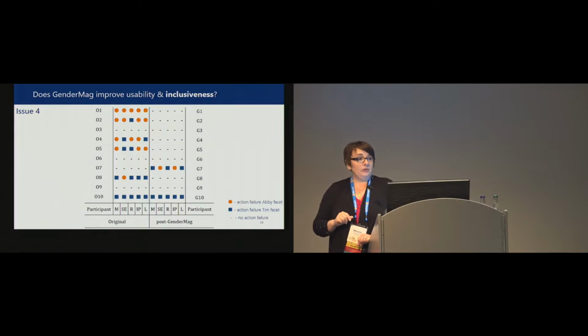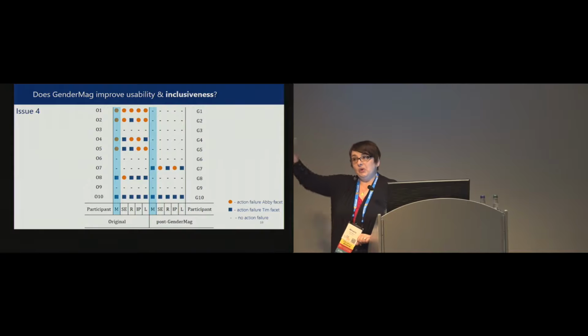So for issue 4, we see that in the original condition, 6 participants experienced action failures. If we look at the motivations facet, we see that of those 6 participants, 4 had Abby-like values on this facet, 2 had Tim-like values. Now let's look at the same facet in the redesign, and what we're learning here is that we helped Abby. There were no action failures with the Abby-like, but Tim remained the same.